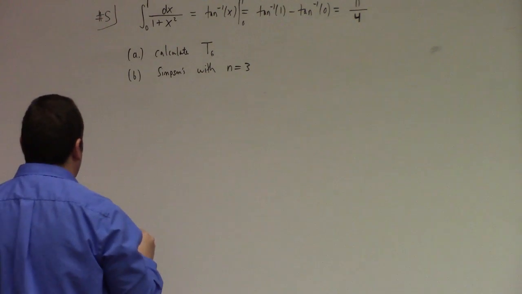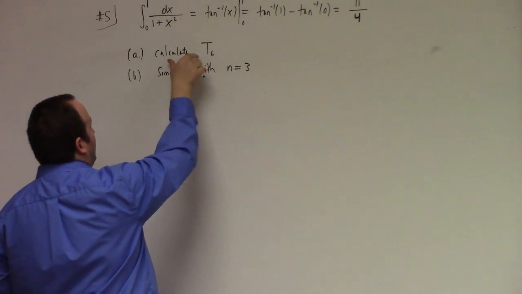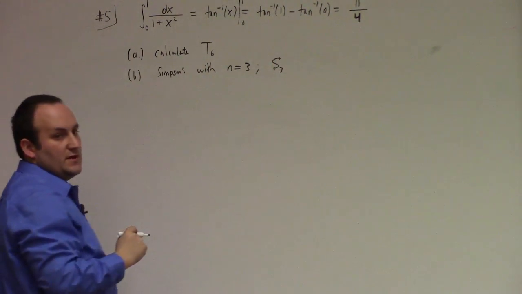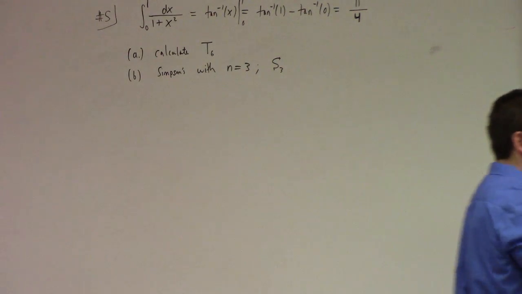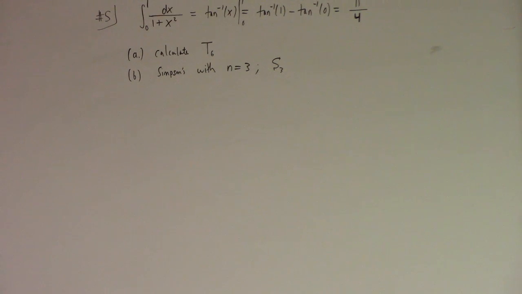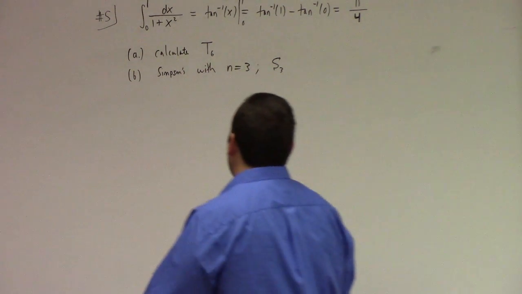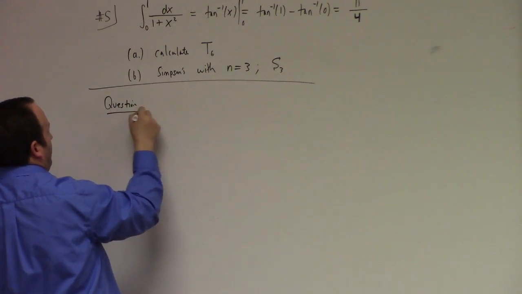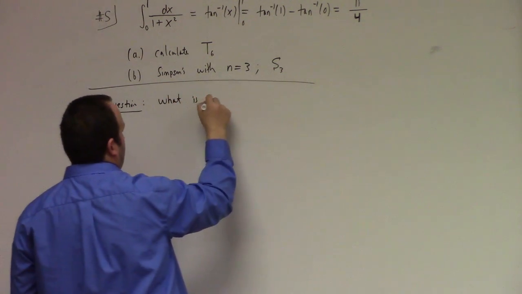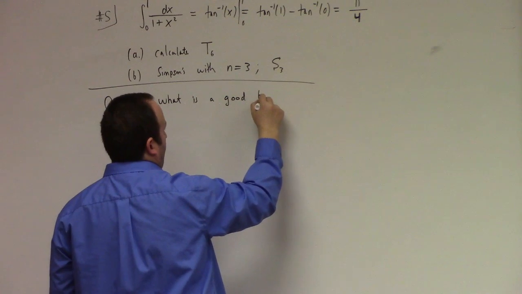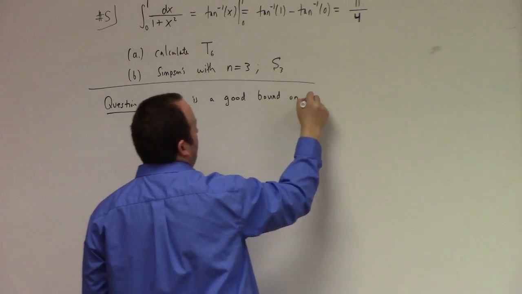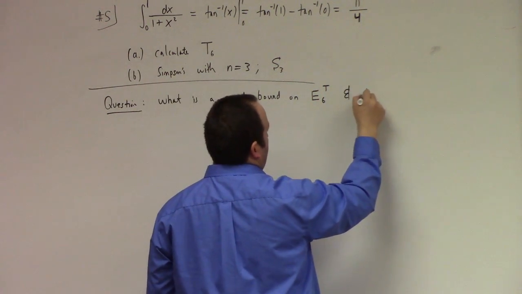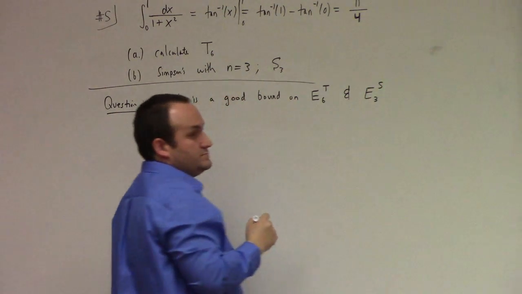Okay. So my question, though, is slightly different. How far off can we expect T6 or S3 to be, given the error bounds I wrote over there? So I want to try to put those into practice and try to estimate how far off this integral is going to be explicitly. So let's study that. Here's my question. What is a good bound on the error in the trapezoid rule with order 6? And also, while we're at it, Simpson's rule with order 3. I may regret this.